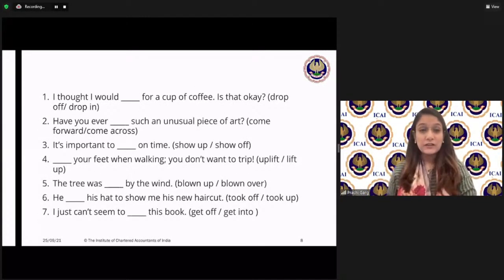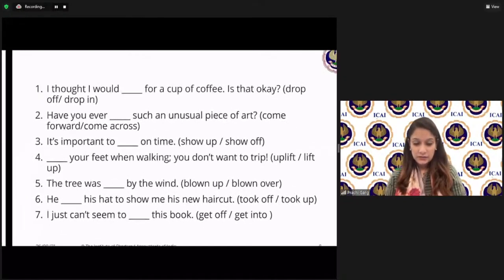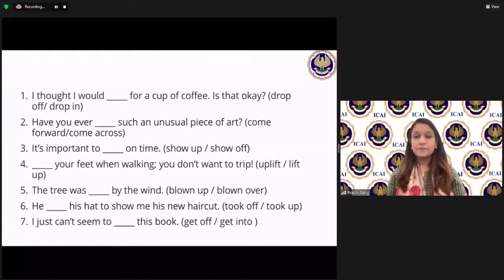Do you want to do another exercise, which is of 7 sentences? Let's quickly do this and then take a break. There's another slide, another 7 sentences. Let's just quickly do this exercise.